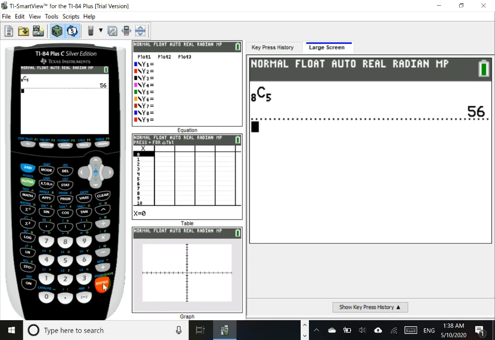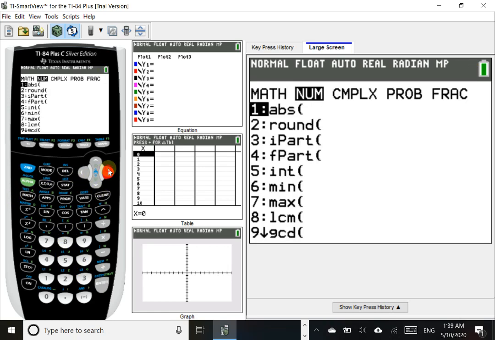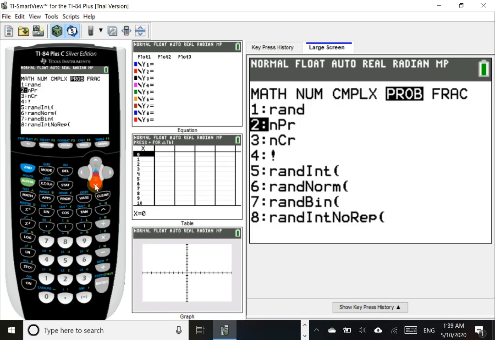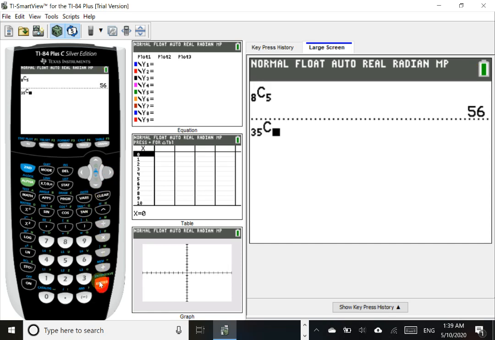Let's do number 26. That was 35 choose 2. So again, you hit the number first, then you call on the combination function. nCr, enter. And this time I'm going to type in a 2 and enter. There you go, 595. That's what we had.